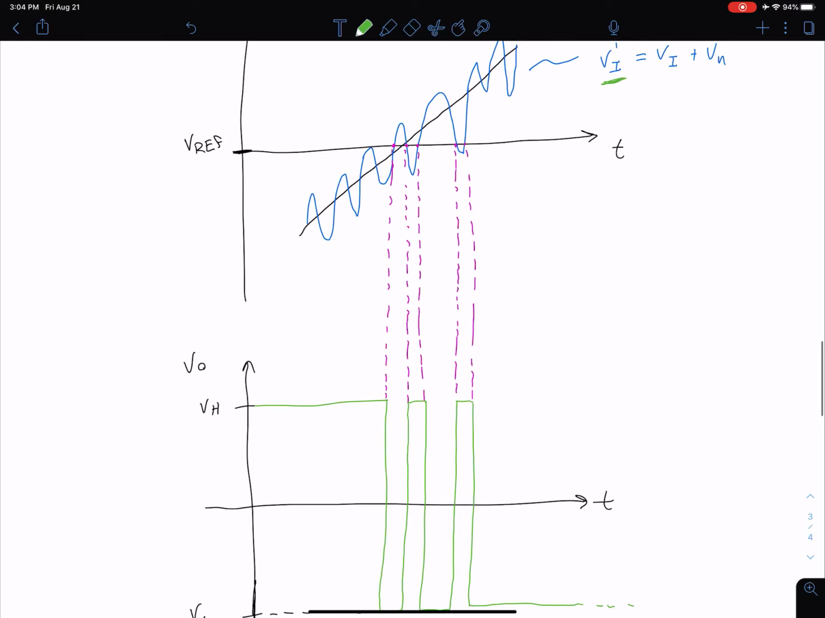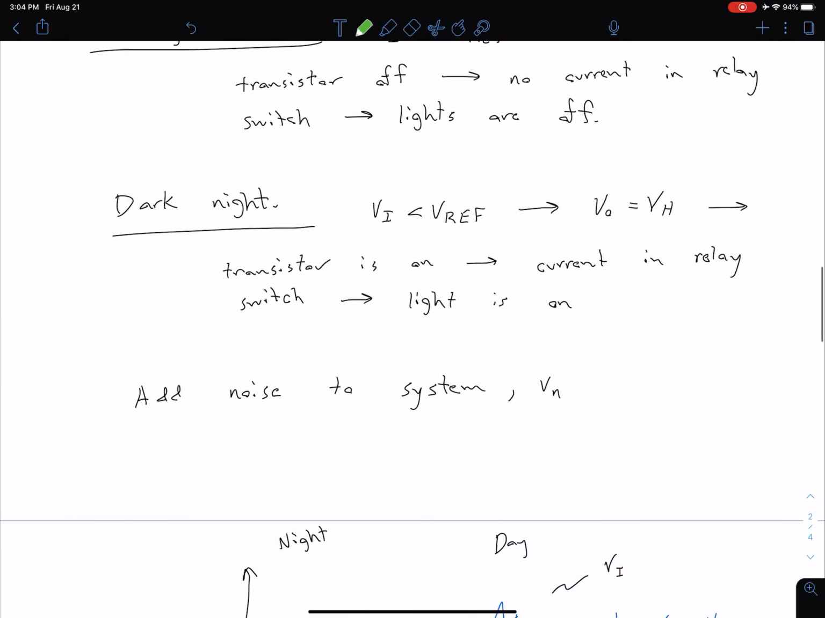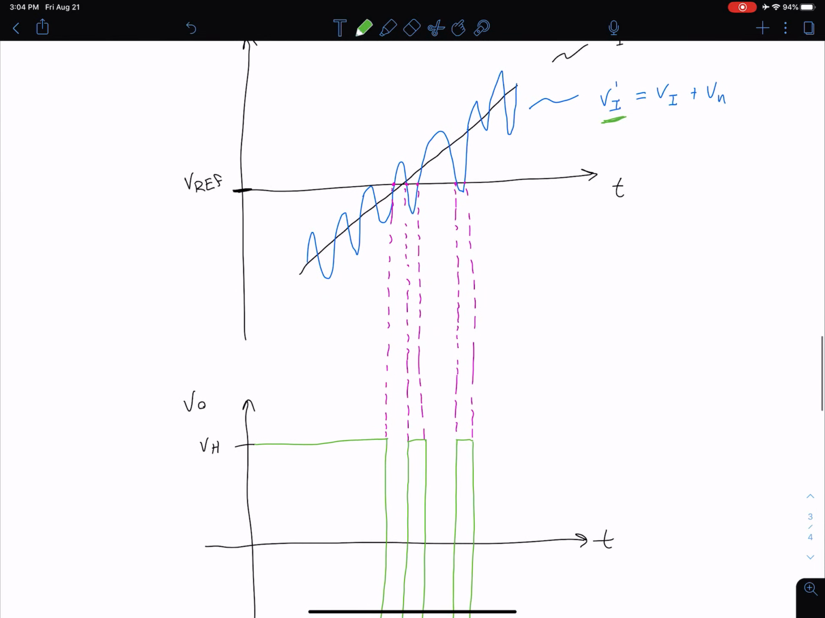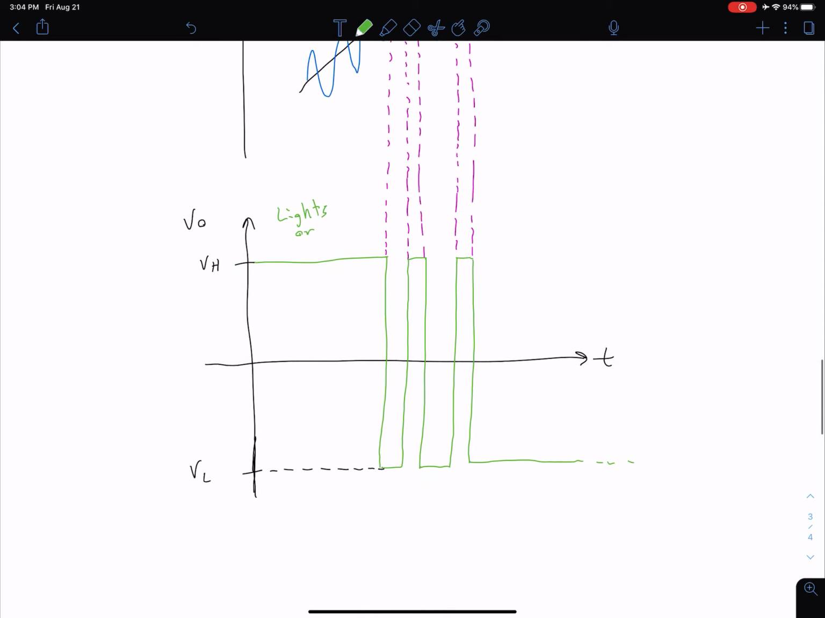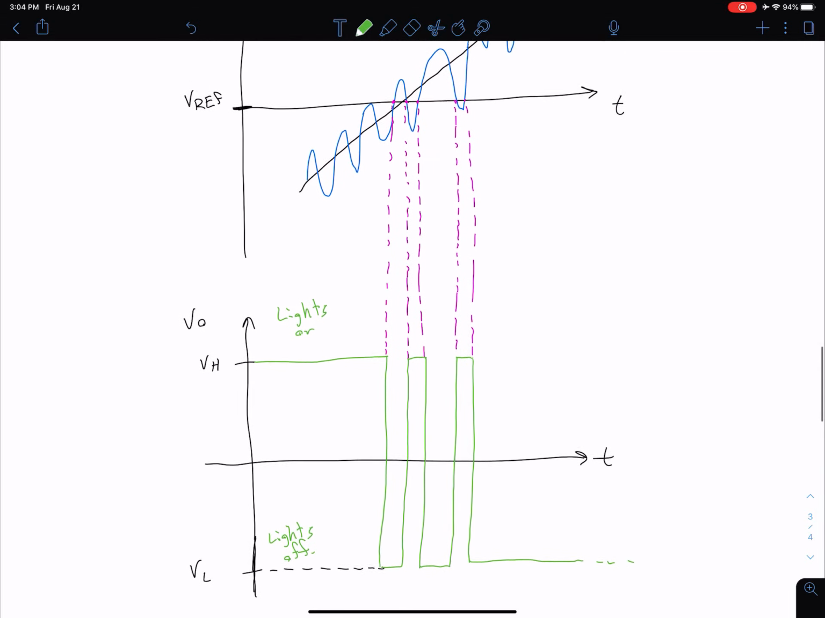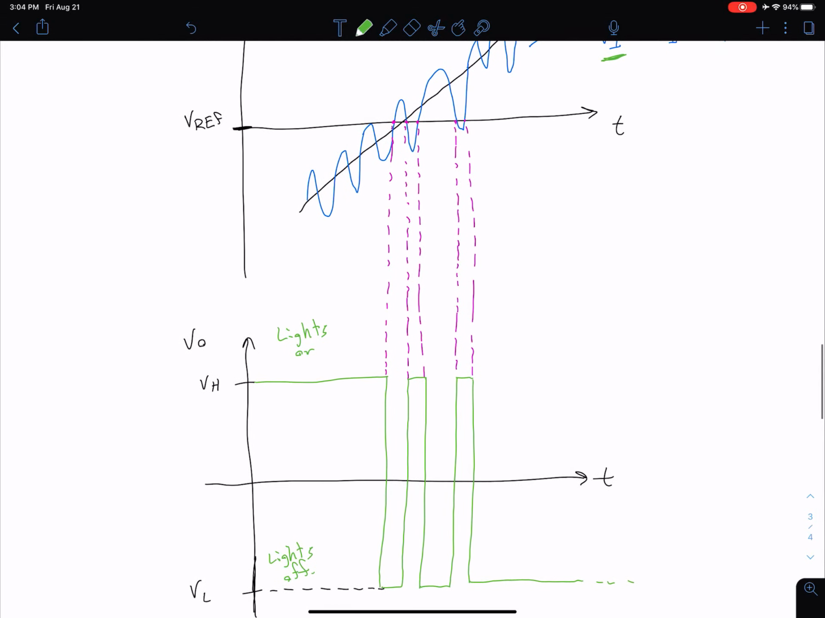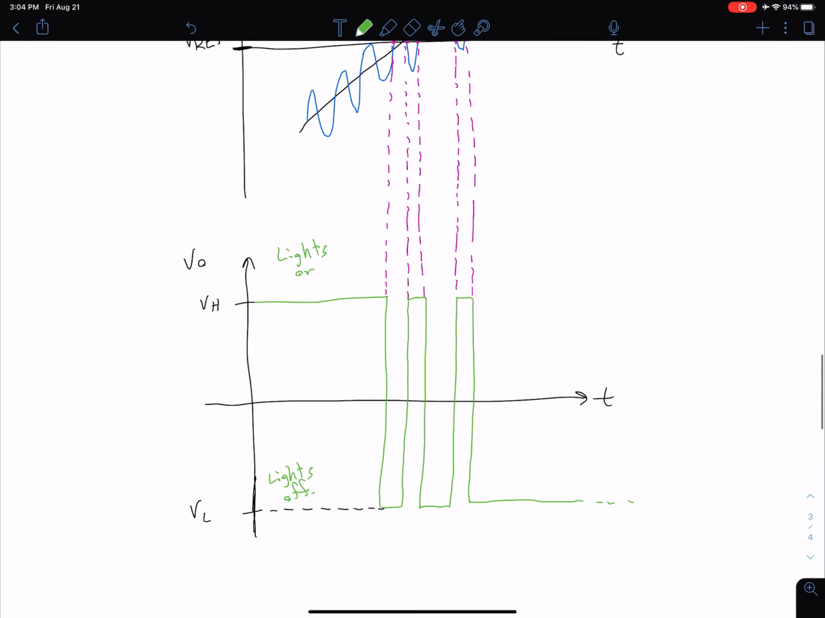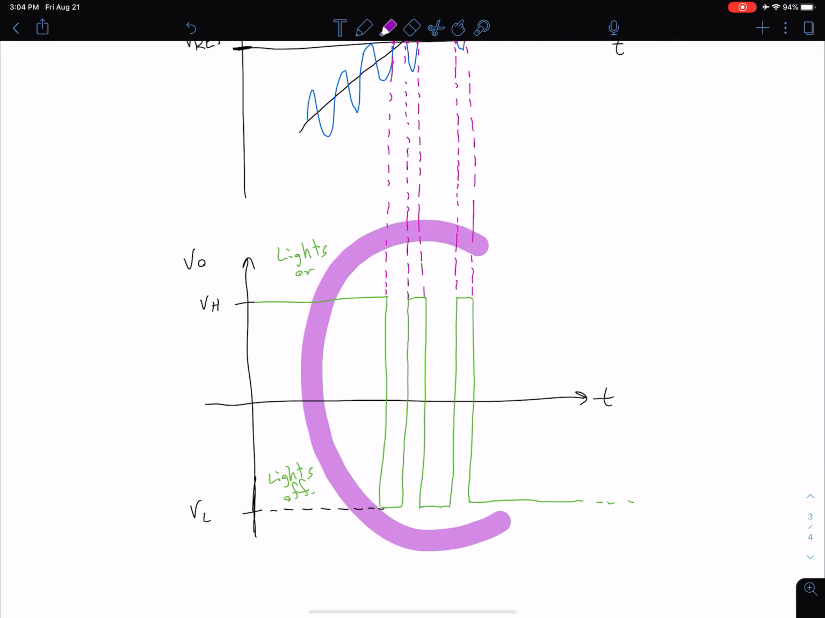Okay, so remember when our output was high, that corresponded to the lights being on. So up here, we're saying our lights are on. And for V low, we're saying our lights are off. So what this means physically, if we constructed this system, is that our lights would be flickering on and off in this area right here.